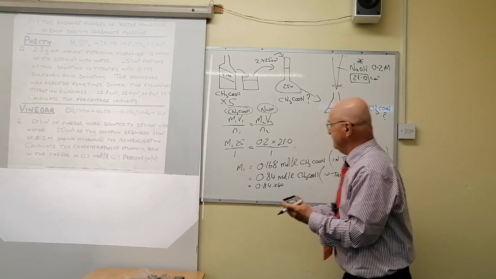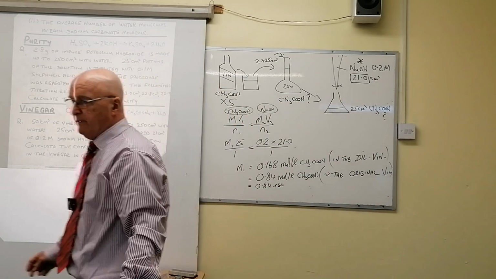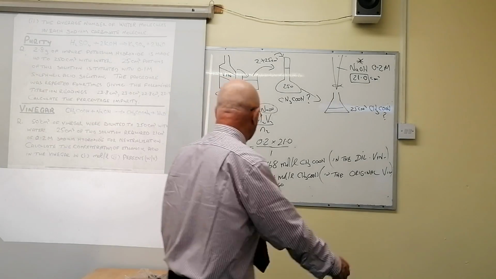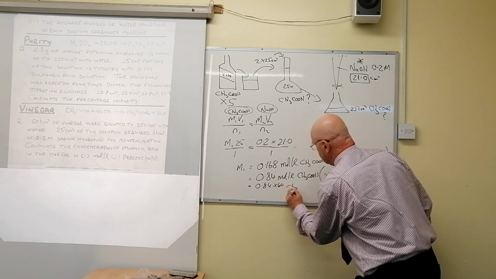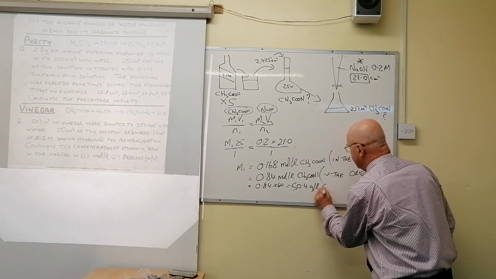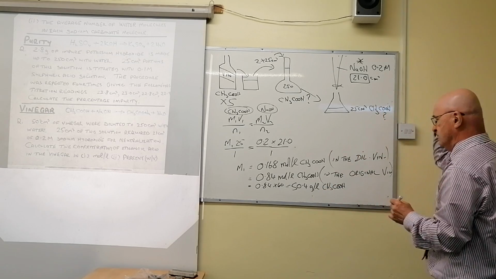Will you be careful now, please? You'll be raging with yourself if you make a mistake like that, all right? And that came out to be grams per litre, 50.4 grams per litre. Okay, that's equal to 50.4 grams per litre CH3COOH, okay, in the original course, yeah?